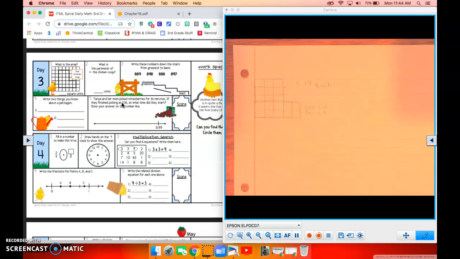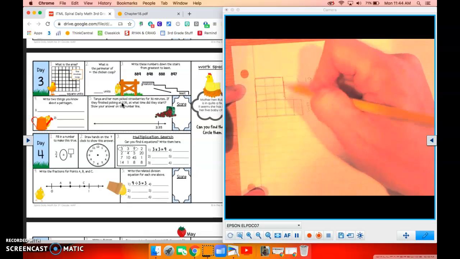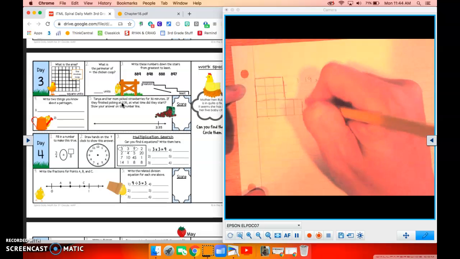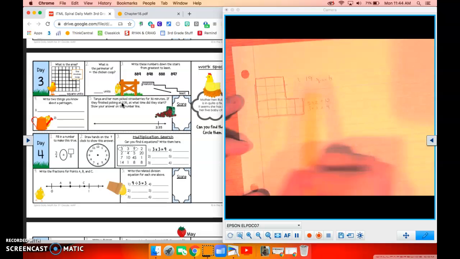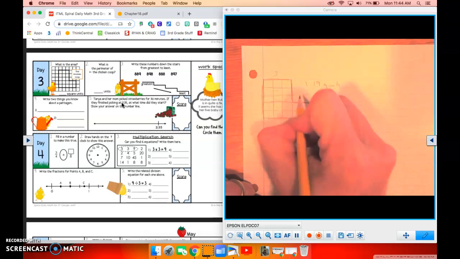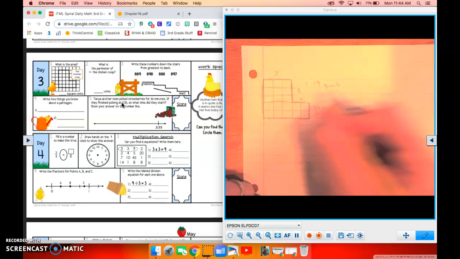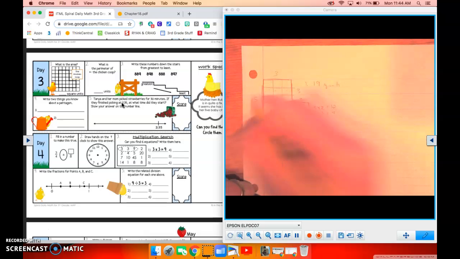Now the next question is, for number 2, it says, what is the perimeter? So the perimeter is like the fence, right? It's the rim, perimeter. So we want to find the distance around, not the area inside. So here's 3, 3, 2, 2, 5, 5.